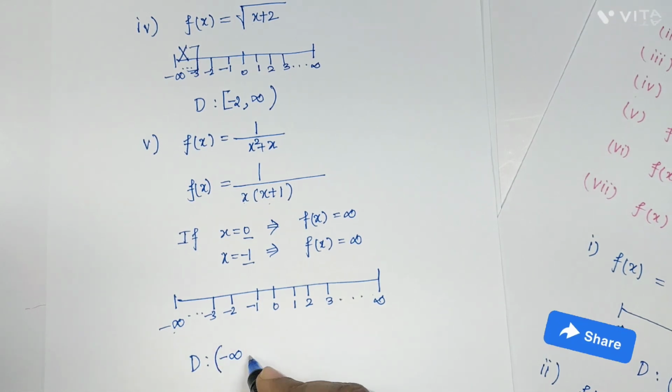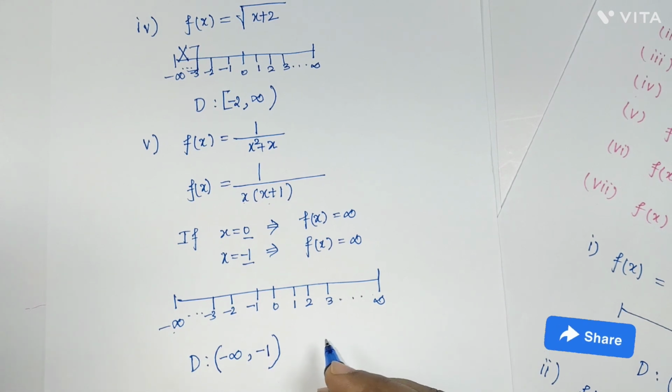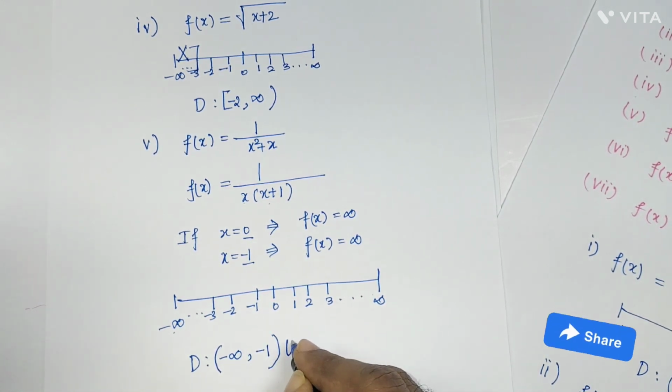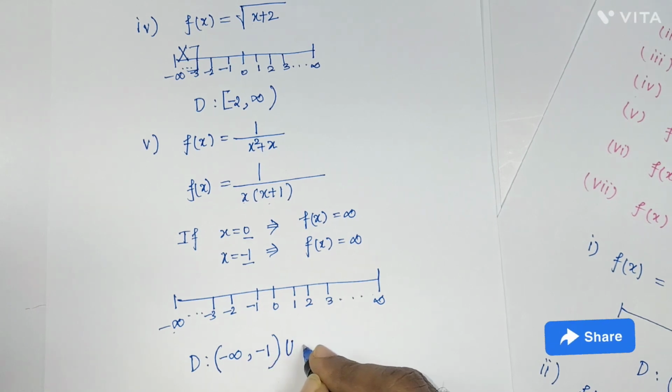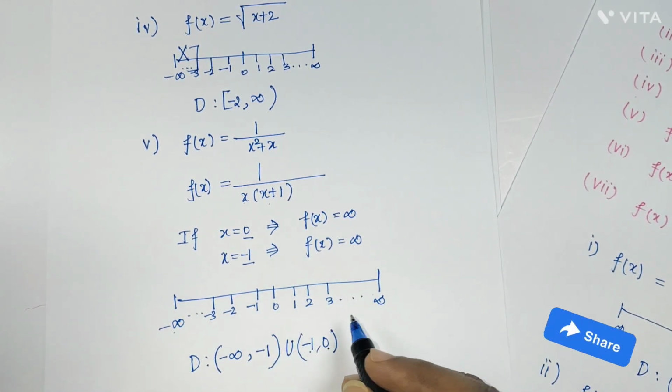Minus infinity, open interval. I'll write here minus 1, and open interval. That means this minus 1 is not included, and minus 0.99 is included. That's what I'll write here, open interval. And union of, I'll write again minus 1 to 0 in open interval. That means this minus 1 and 0 are not included.